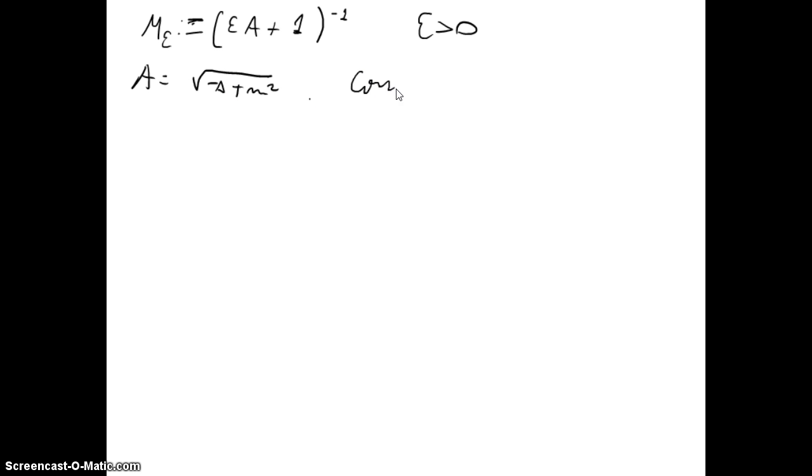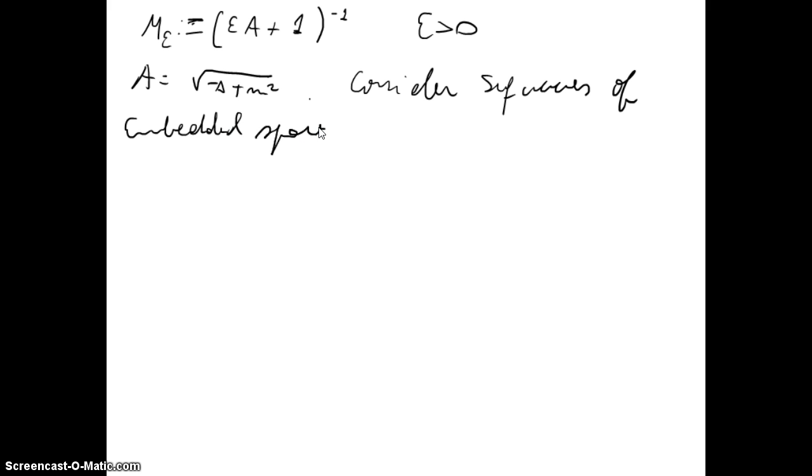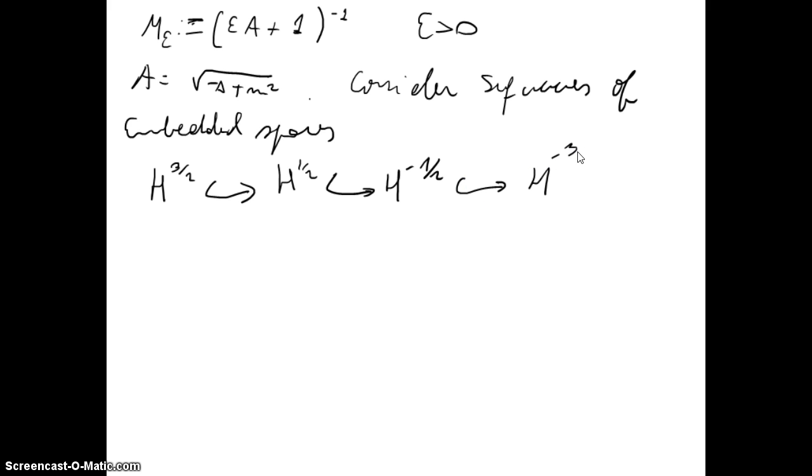Now we can consider the sequence of embedded spaces: H^(3/2) embedded in H^(1/2), embedded in H^(-1/2), embedded in H^(-3/2), and so on. I'm not going to prove it, but one can prove the following properties for M epsilon.